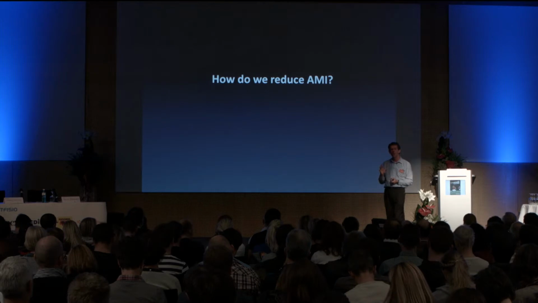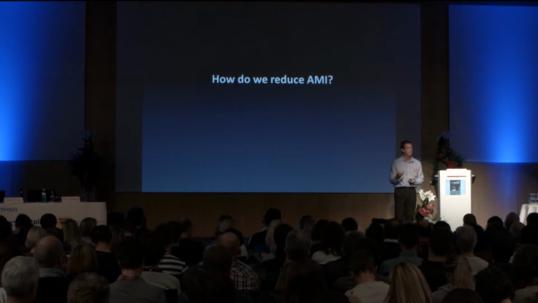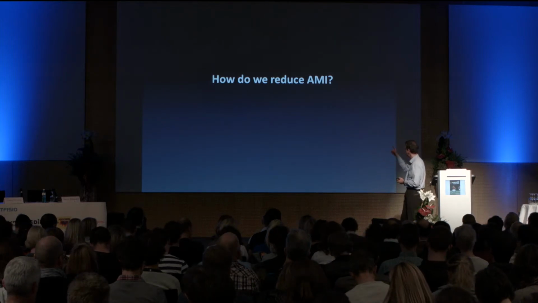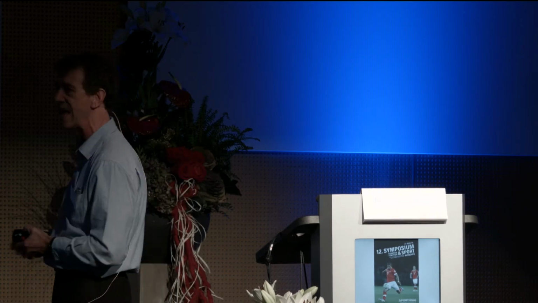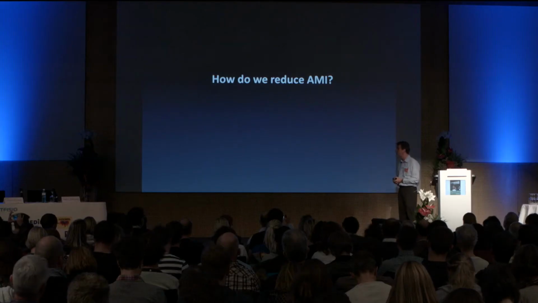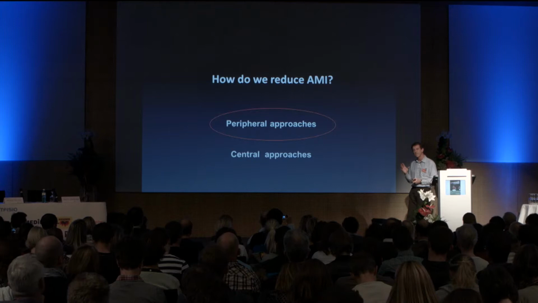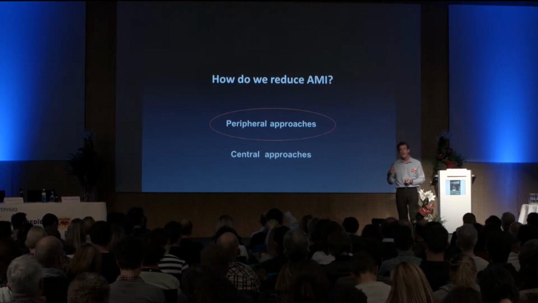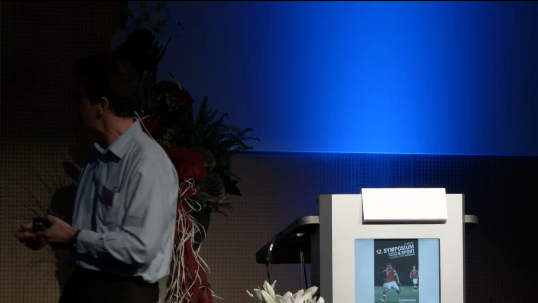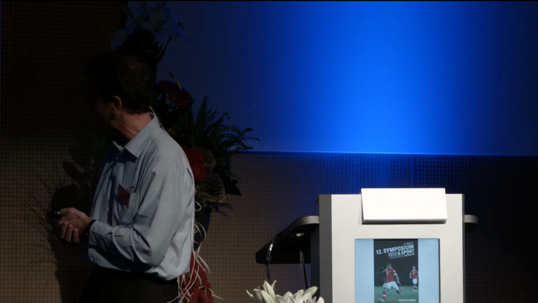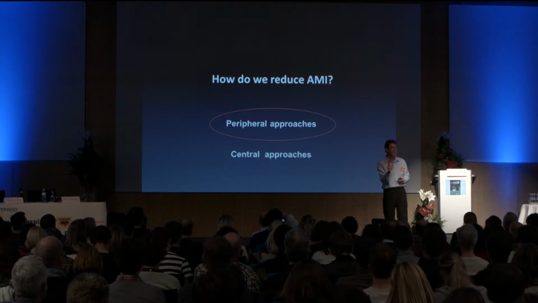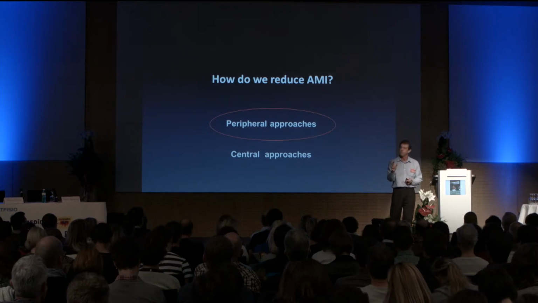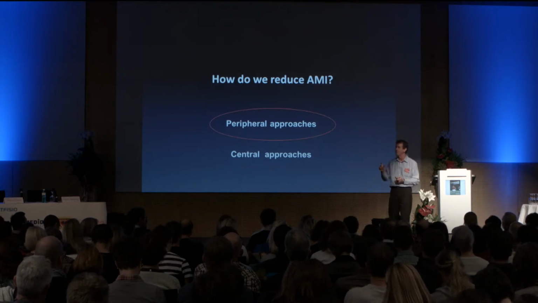So on to the final section now. What can we do about AMI? How can we reduce it within the clinic and lead to more effective activation and better strength from the muscle? Well, we can take two approaches. One is to focus on the periphery, the joint itself. And we'll go through some strategies over the next few slides.